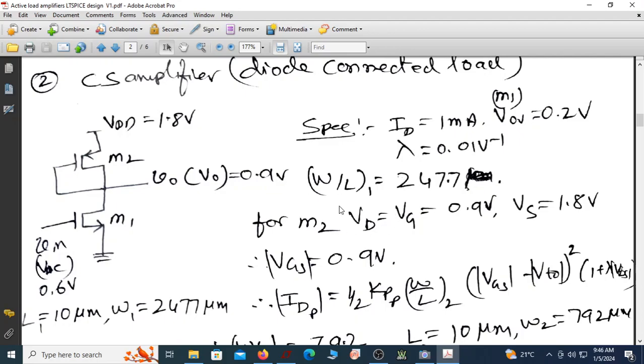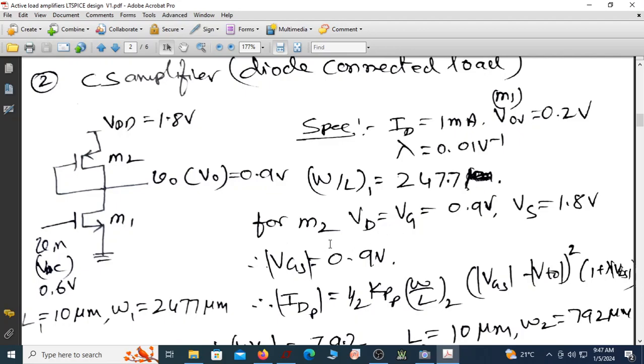So as in the previous example, we are going to get the same value of W by L for this NMOS transistor, which is 247.7. With the assumption of 10 micrometer length, the width becomes 247 micrometer. On the same lines, since the gate and drain are shorted, and we are assuming the DC voltage of this to be at 0.9, this will become 0.9 and this is now 1.8. Now the magnitude of VGS is 0.9.